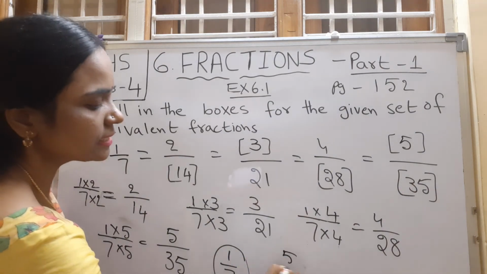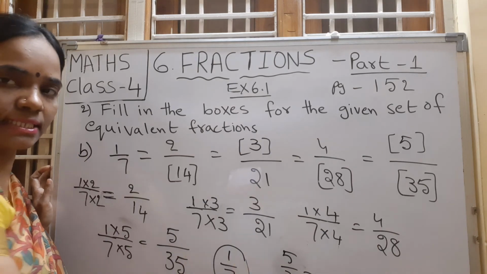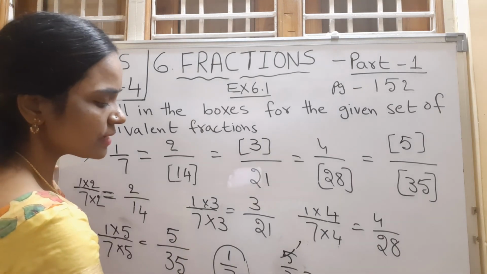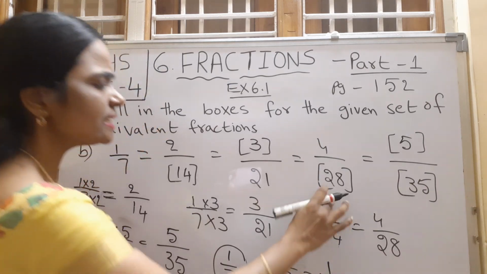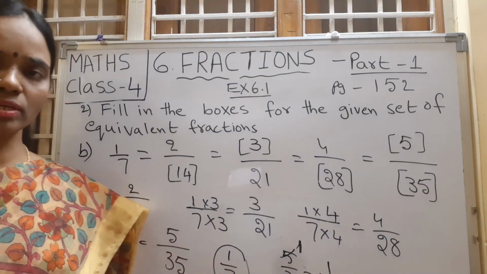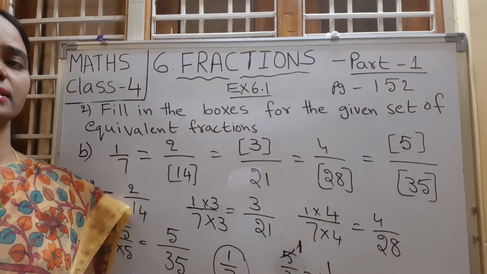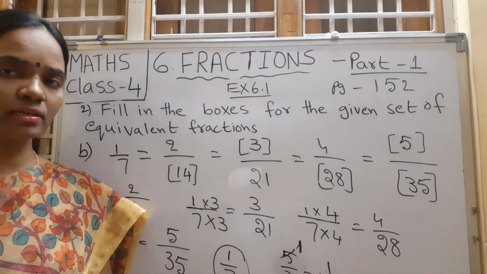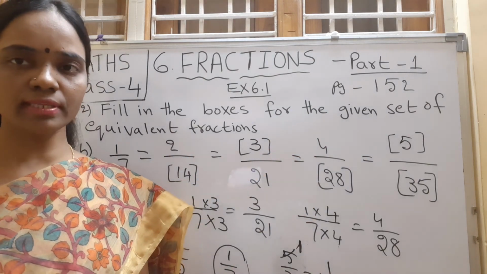Take any fraction, its value is 1 by 7. Take 5 by 35. What is its original value? Simplify it, means take its simplest one. 5 1s are 5, 5 7s are 35. So its value is 1 by 7. Take any fraction from these, you will get its final value as 1 by 7 only. So these are the equivalent fractions. The fractions which have the same values are called equivalent fractions. In this way, we will write the missing numbers for the given problem.